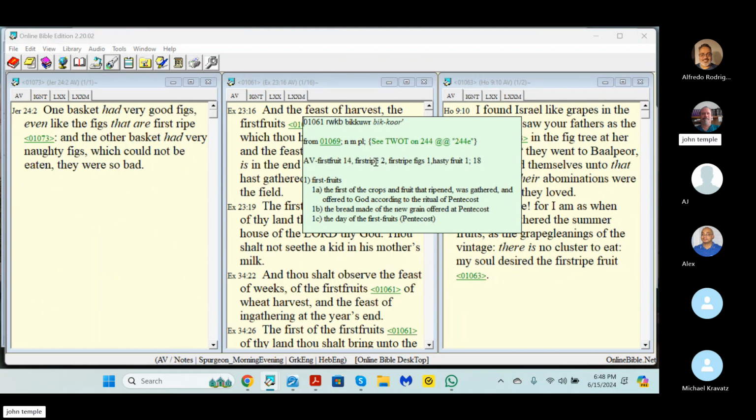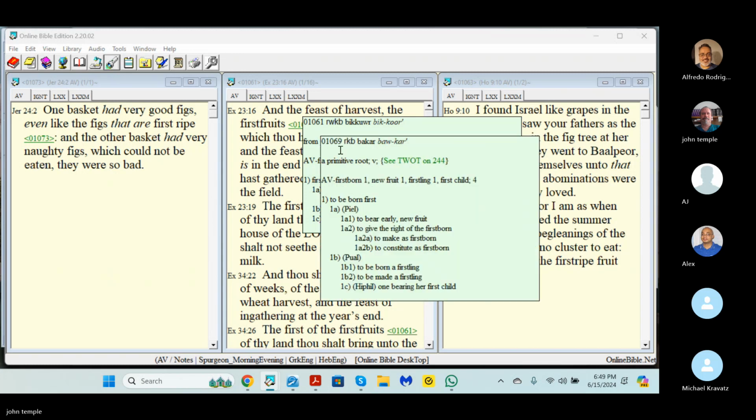First fruit, first ripe figs, hasty fruit. The first of the crops of the fruit that ripened was gathered and offered to God according to the ritual at Pentecost. And it comes from this 1069, which is the verb. There's only 4 verses here. Firstborn, new fruit, firstling, first child, to be firstborn. And that's bakar. And this is in the TWOT 244.